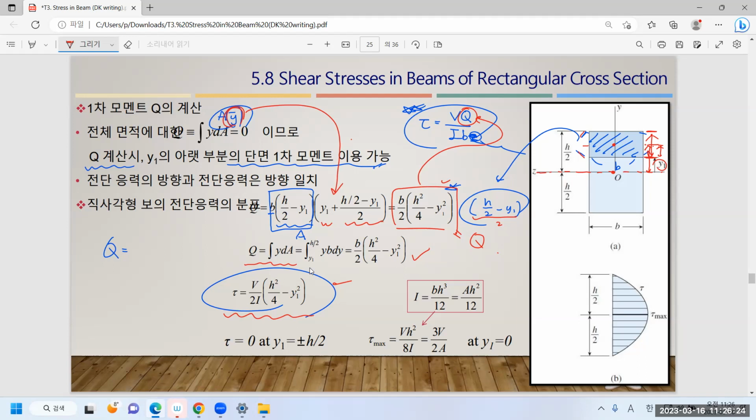Or we can also think about the minimum value, which means that this value in the bracket is going to be 0. That means the shear stress will be 0. In order to meet that condition, y1 should be h/2 or plus minus h/2. This is plus h/2, this is minus h/2. So at those 2 points, we experience the minimum shear stress. You know what I'm saying?